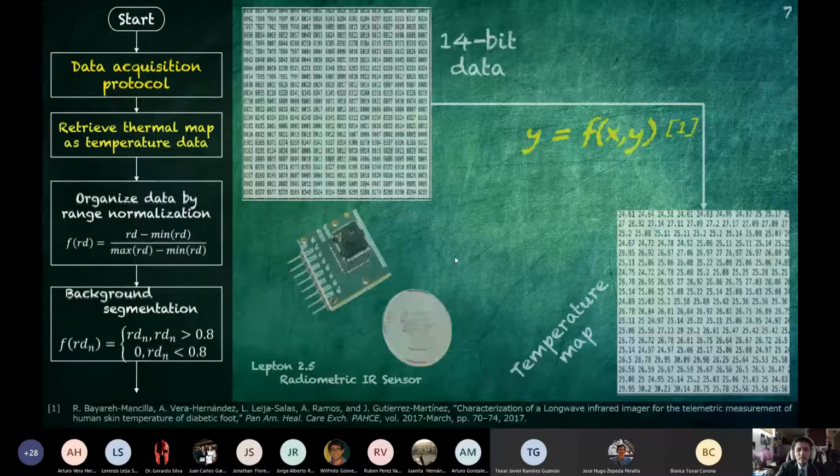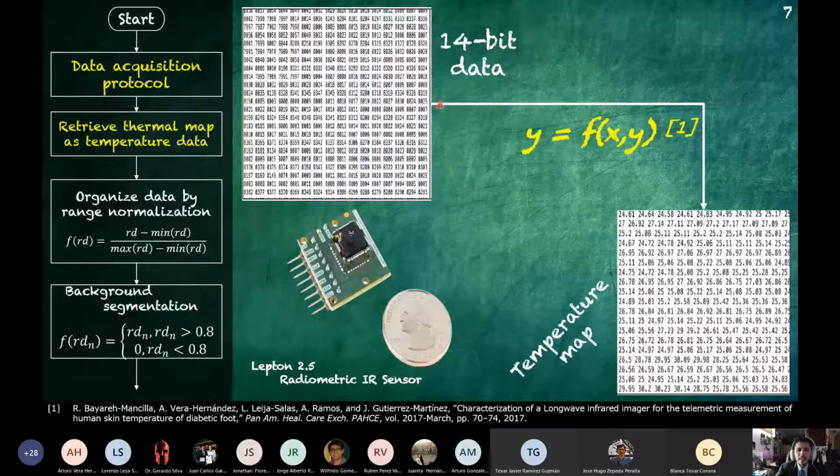Then, the information was retrieved as an array of 14-bit data, which, with a characteristic equation that was developed specifically for this purpose, we can interpret as a temperature map.